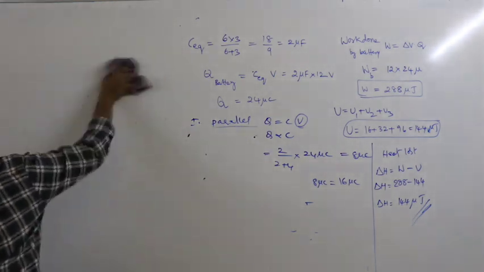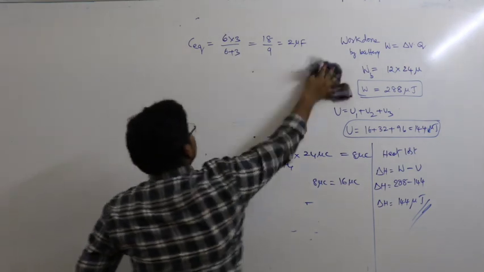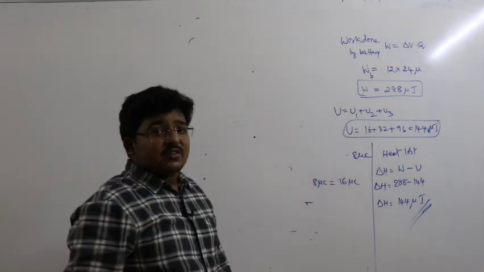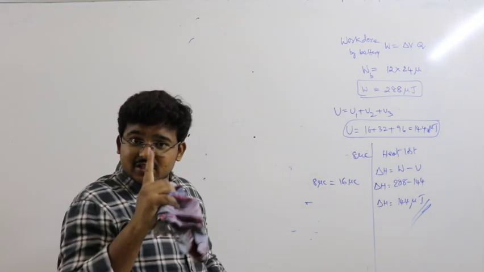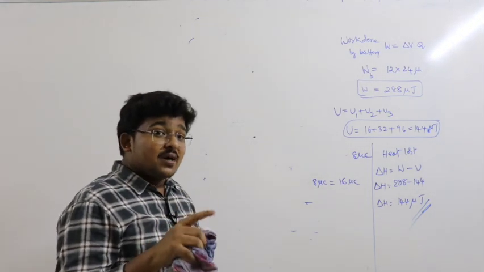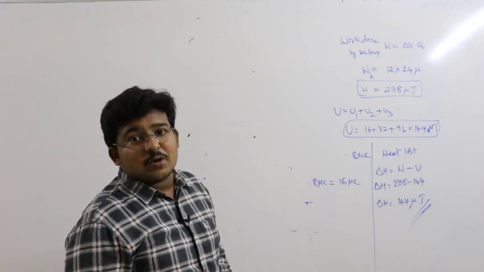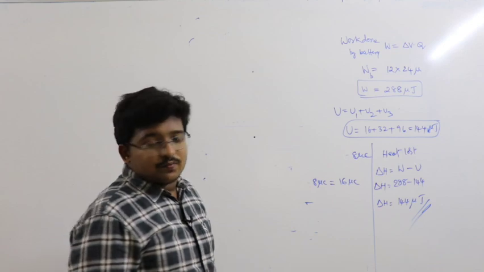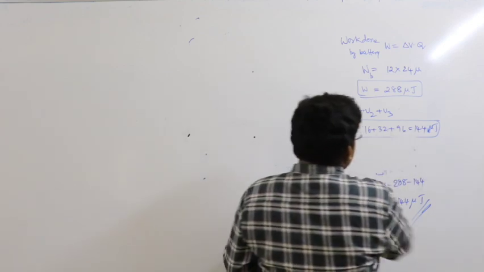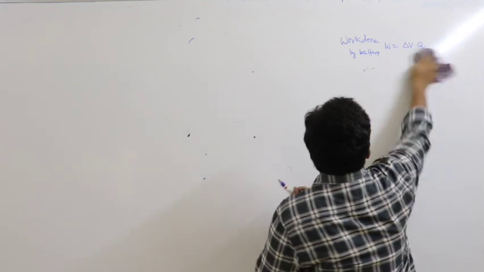Now, what we discussed in this class: the force between the plates, and how much energy is stored. That is very important. There are 3 energy formulas: Q square upon 2C, or half CV square, or QV upon 2. And we did one problem based on the energy stored.